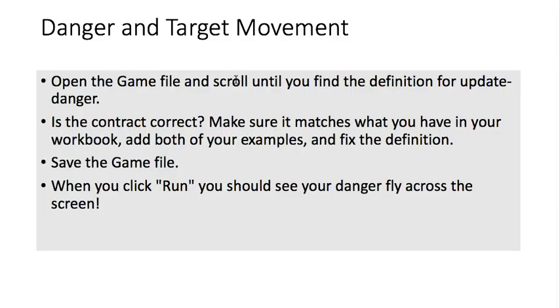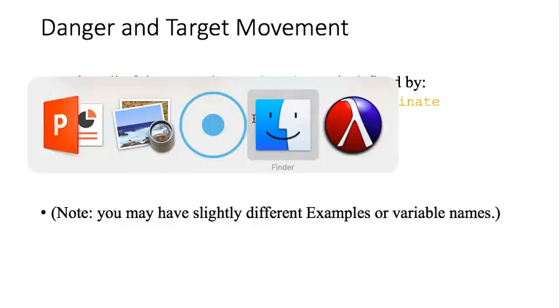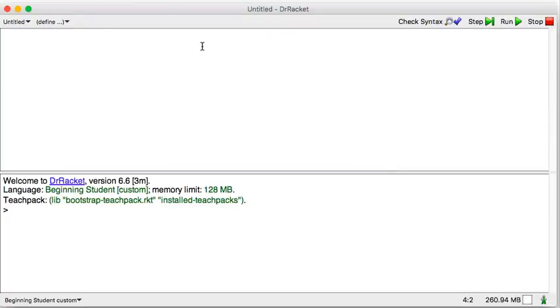I'm going to open the game file and find update-danger. We'll see what it looks like and add some examples and change the definition if we need to. Then I'm going to save my game file and then we'll see if we can get danger to move across the screen. You can pause and do this after I do, before I do, whenever you want to.